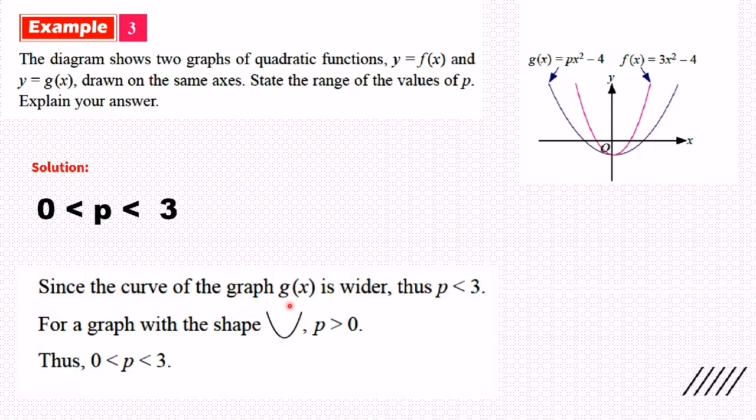Since the curve of the graph g(x) is wider, thus p is less than 3. For the graph with the U-shape, p is greater than 0. Thus, p is greater than 0 and less than 3.